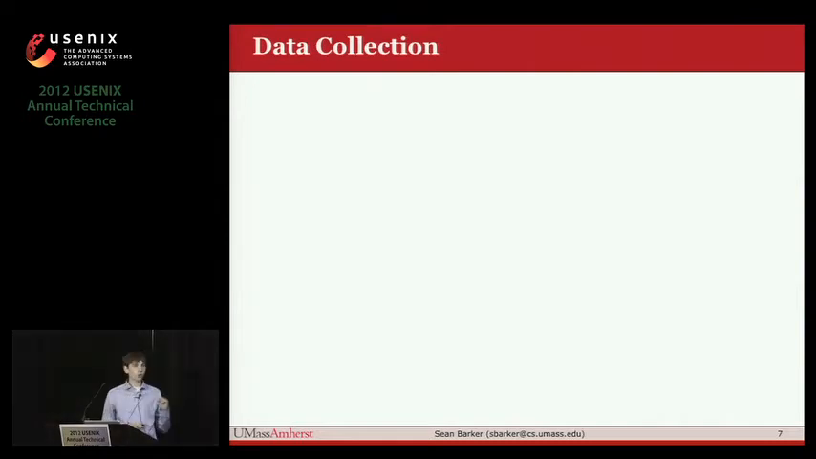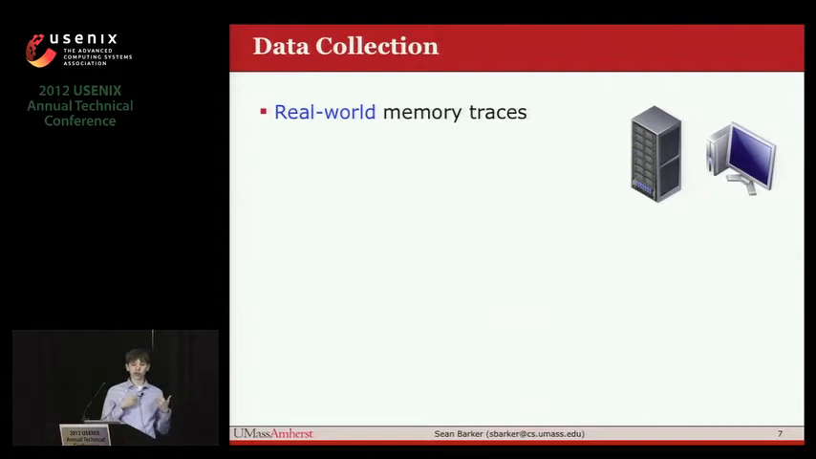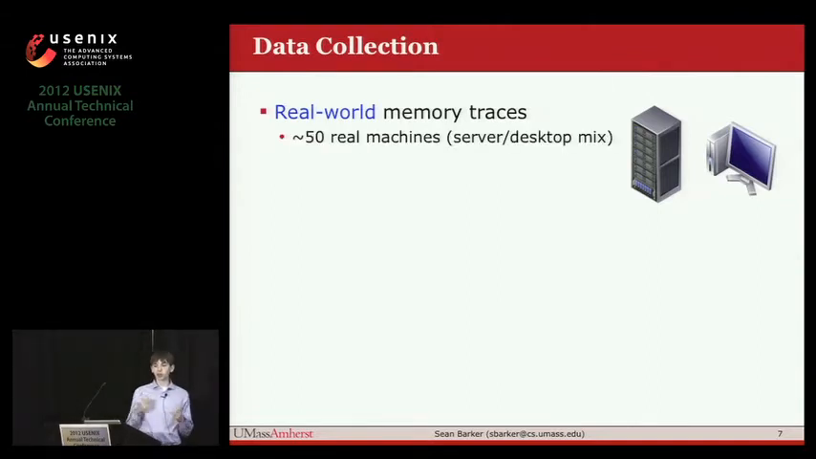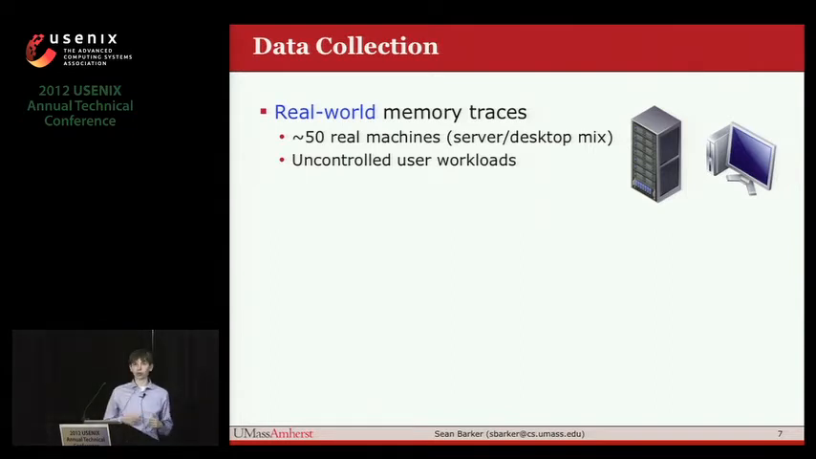So we have 2 main bodies of data that we're looking at. The first is a set of real-world memory traces. So we have memory data from about 50 real machines, both a mix of servers and desktops. And these machines are running completely uncontrolled user workloads. These are departmental machines and user desktops and servers and so forth.